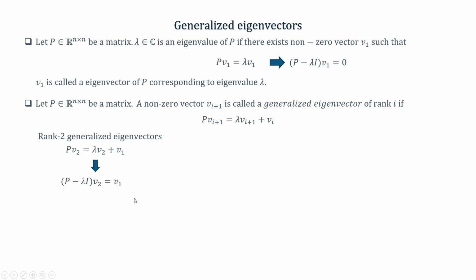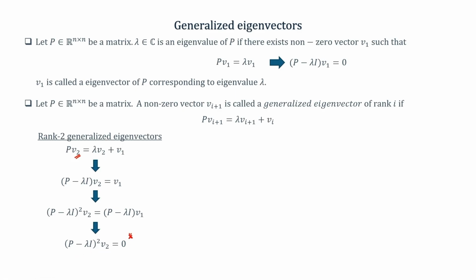The same equation can be rewritten in this form. If I take the lambda V2 term to the left, I can rewrite this same equation in this form, and notice that if I multiply both sides by P minus lambda I again, I get (P minus lambda I) whole squared V2 equal to (P minus lambda I) V1. But the right hand side here is 0, because V1 is an eigenvector. So, I can rewrite that as (P minus lambda I) whole squared V2 is equal to 0. So, this means that V2 must satisfy this equation.